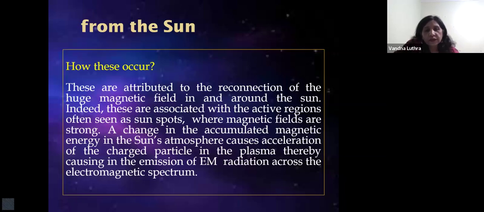And indeed, these are associated with the active region, often seen as sunspots, where magnetic fields are strong. A change in the accumulated magnetic energy in the sun's atmosphere is the one which causes acceleration of charged particles in the plasma, and that causes emission of EM radiation across the electromagnetic spectrum.